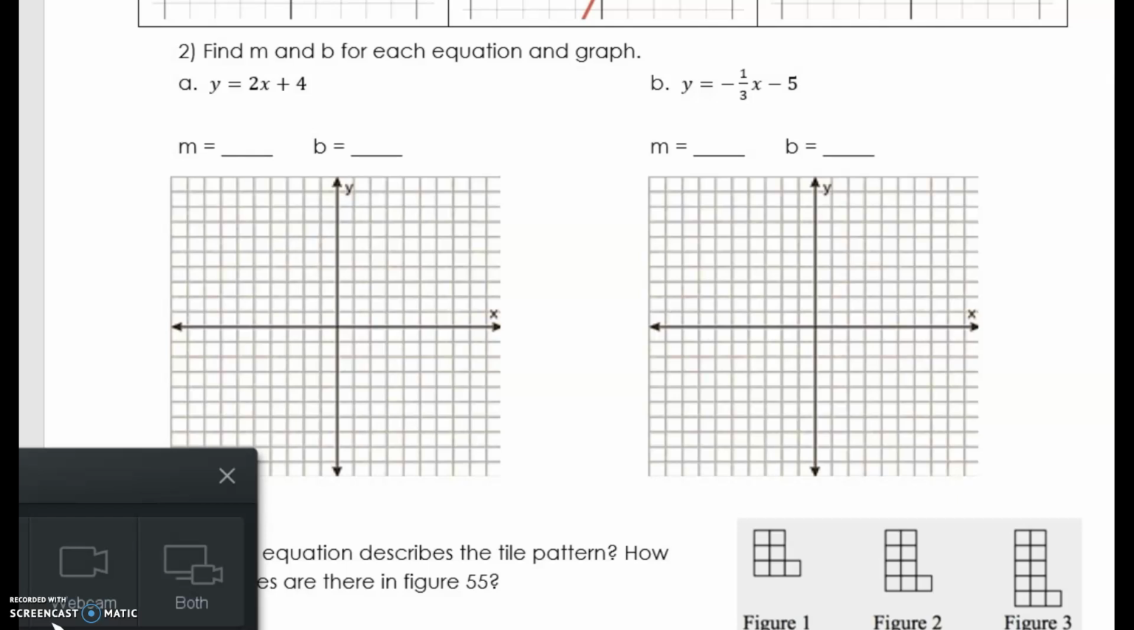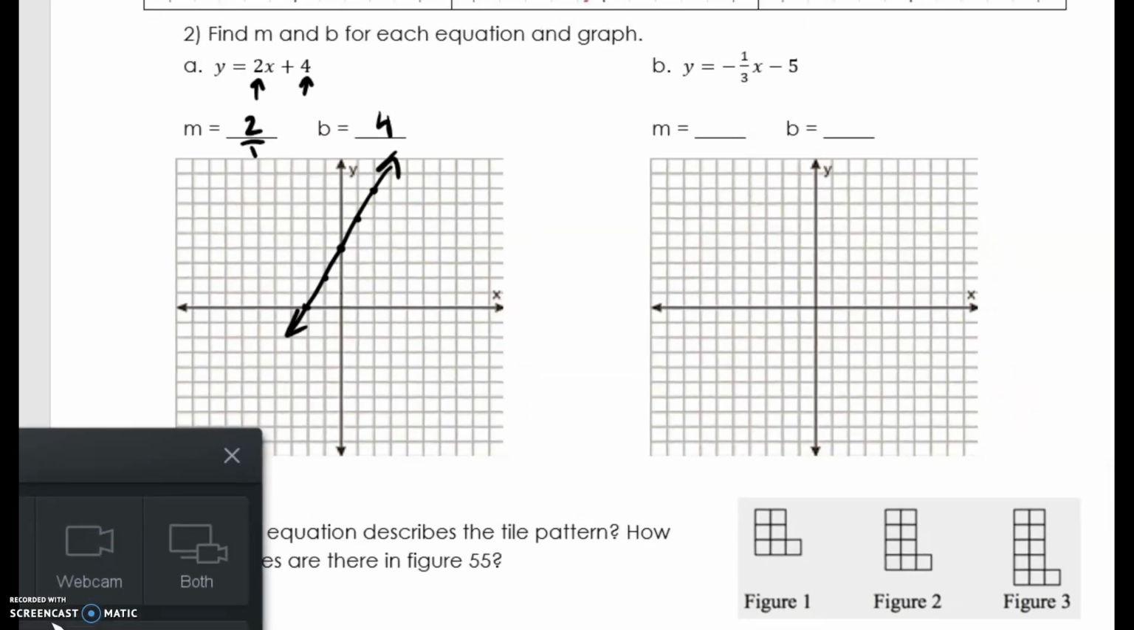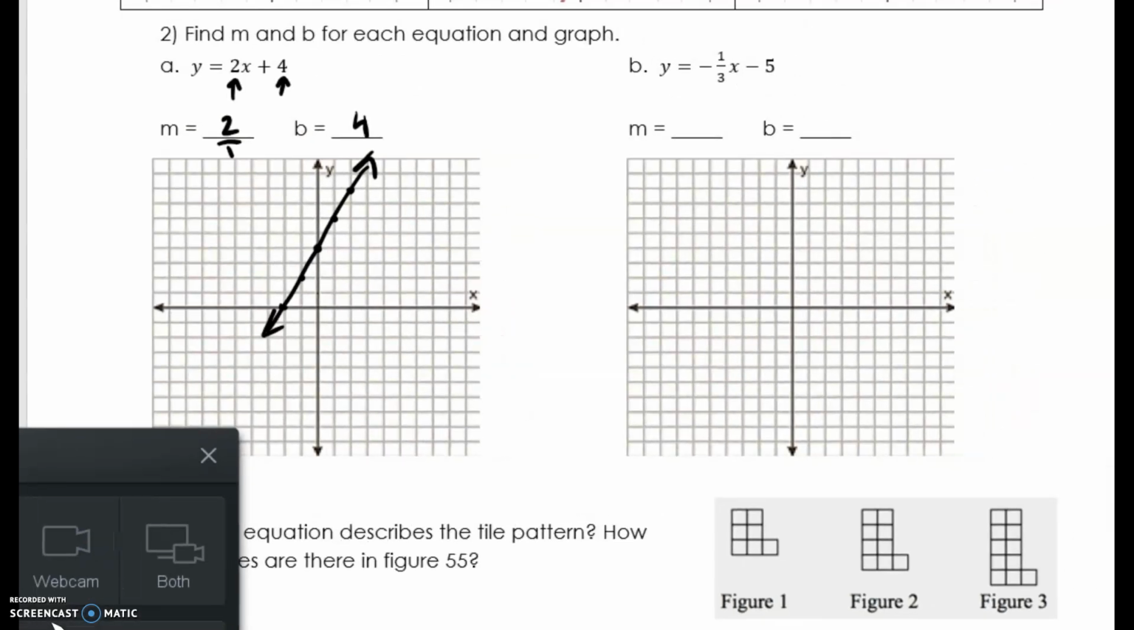Number 2, find the m and b for each equation and graph it. Well, it's in slope-intercept form, so it's easy to identify the m and b. The m is in front of the x, so 2. The b is the y-intercept, or the last number, 4. And now I need to graph it. So I'm going to start at 4, 1, 2, 3, 4, and then go up 2. And remember, if it's just a whole number, it's really over 1. So up 2 over 1. Reverse it, down 2, backwards 1. All right, so that is the graph described by that line.